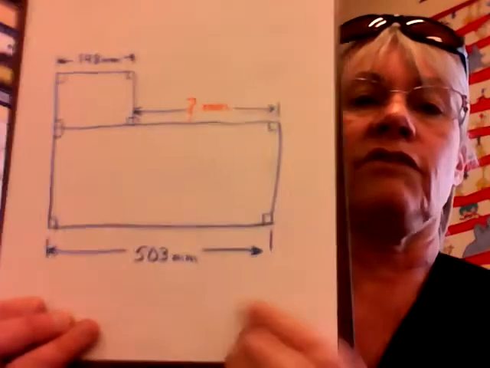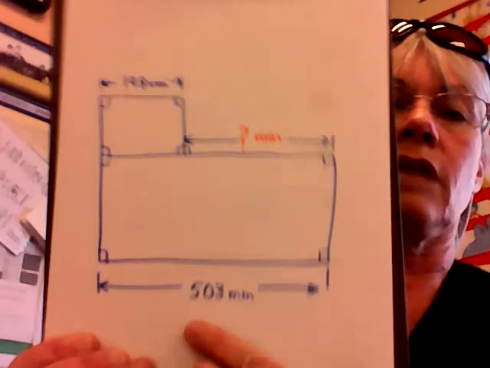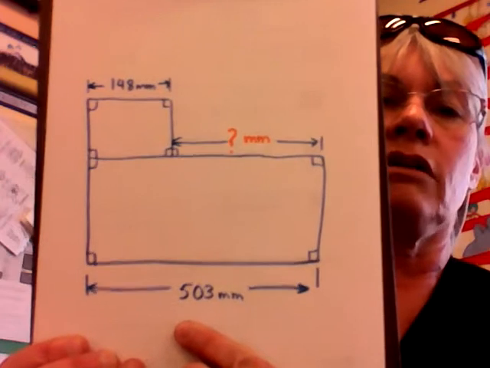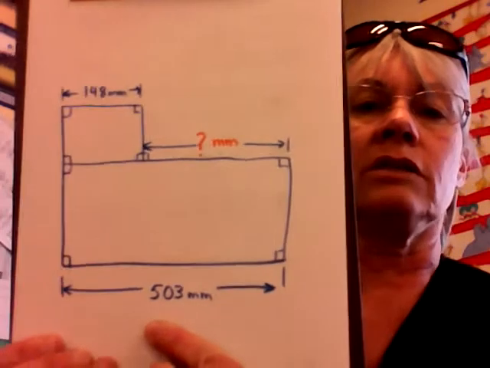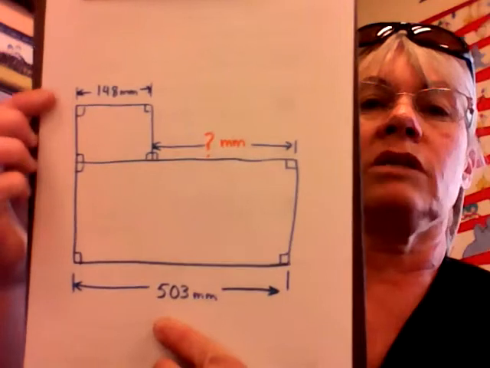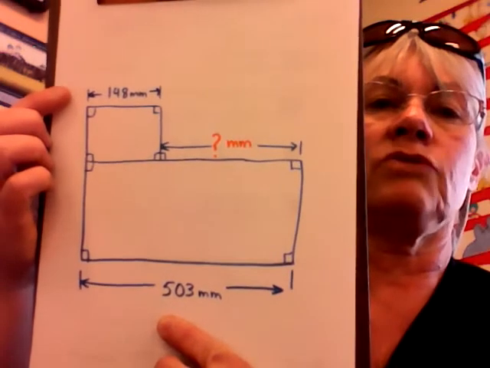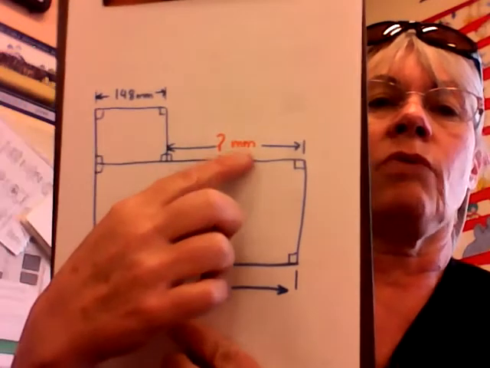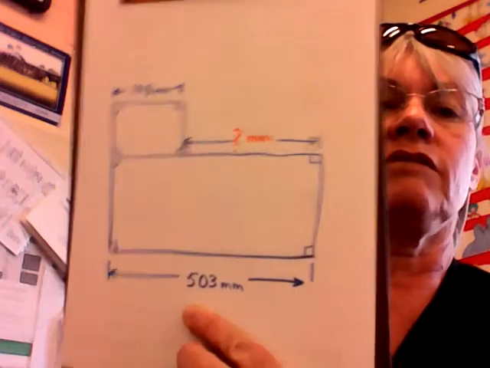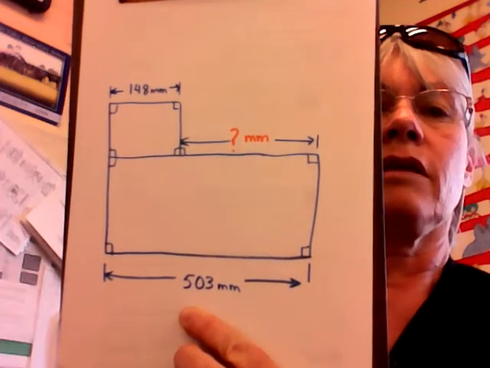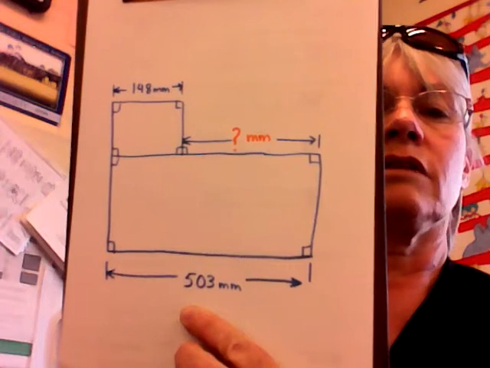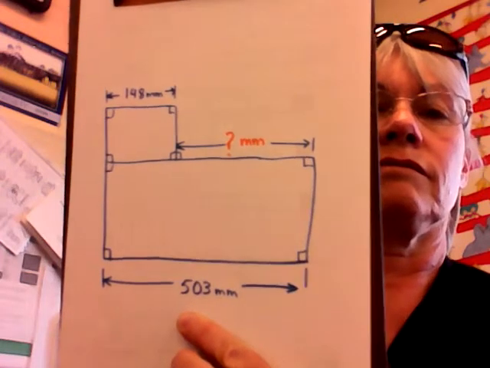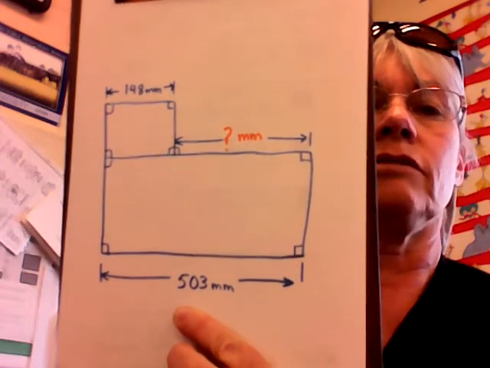Here's a different rectangle. This is 503 millimeters. Actually, it's two rectangles. All of our angles are marked as right angles. We have the small one on top labeled. It's 148. What is the measure of this remaining part of the rectangle, the side that's not shown?